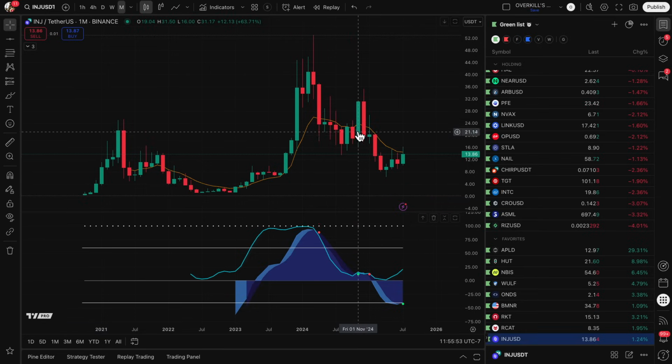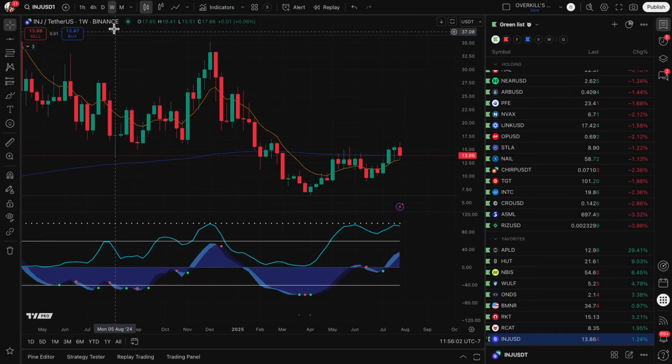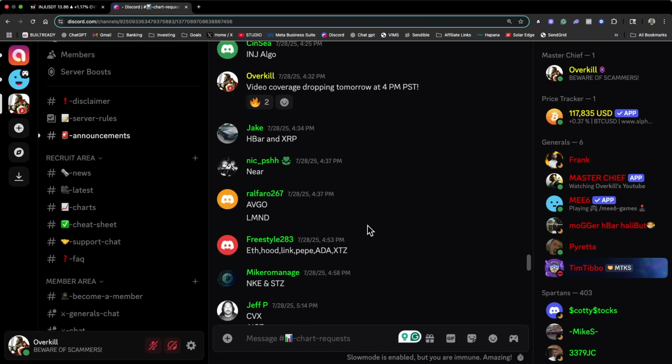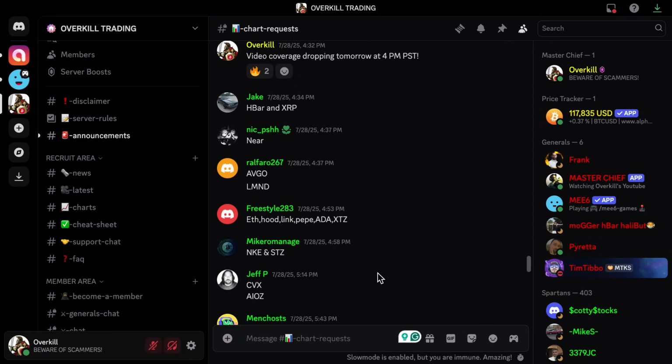Actually, it had one right here, I'm sorry, in November. It went up from 18 all the way to 36 for about a 100% move. But this looks good. I'd be buying INJ right here, right now. Okay, looking for an entry off that monthly. That looks fantastic.